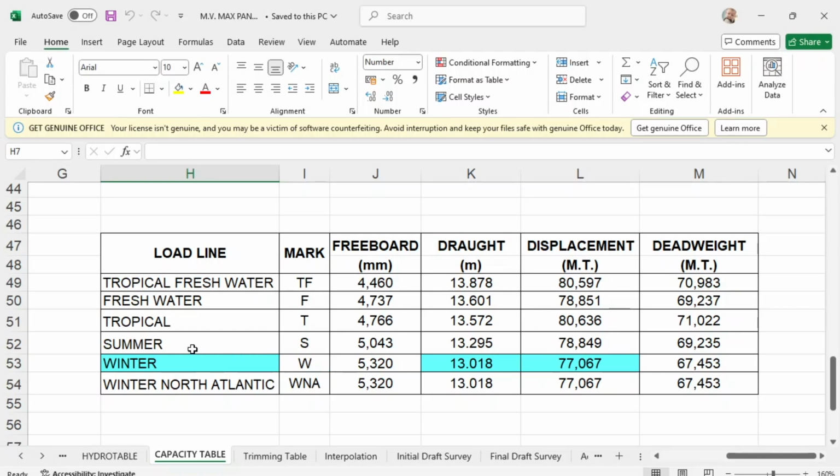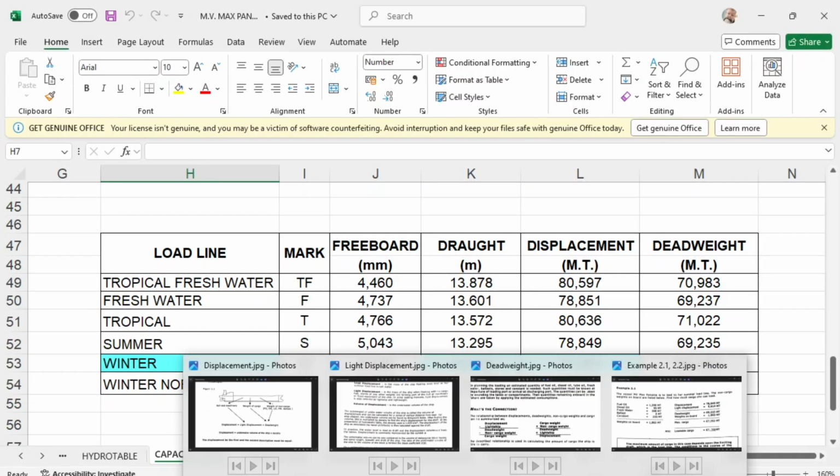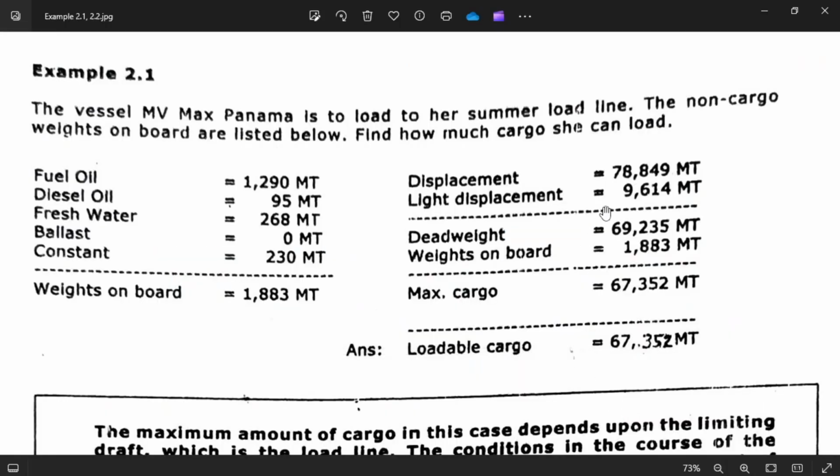So this is the summer load line, the summer draft of Max Panamax. Summer draft is 13.295. This is summer displacement 78849. Take note of this displacement, guys. Okay, 78849. This is the summer draft or summer displacement.